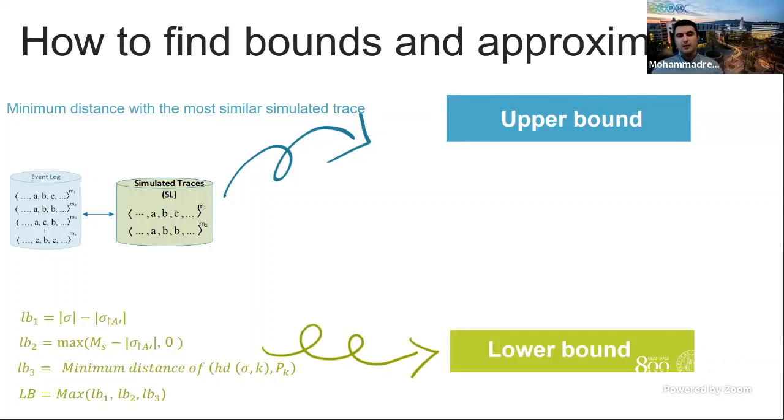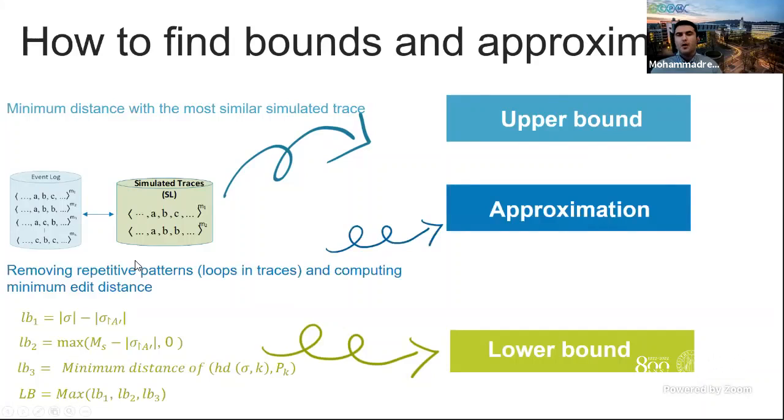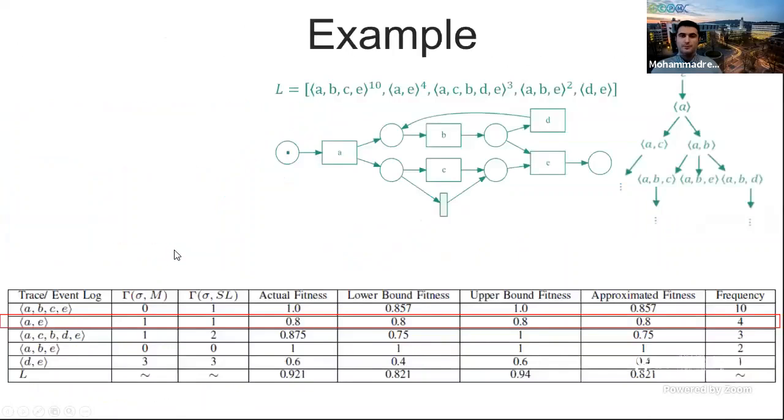And the last one corresponds to comparing the prefix of the log trace with the set of all possible prefixes up to length k. And finally, for the lower bound, we return the maximum value of these bounds. For approximation, we can remove repetitive patterns that correspond to loop behavior and compute the minimum edit distance. Of course, the approximation should always be between the upper bound and the lower bound.